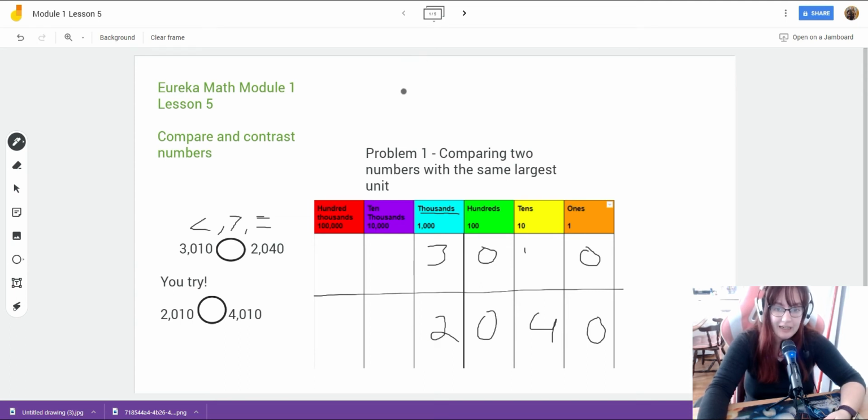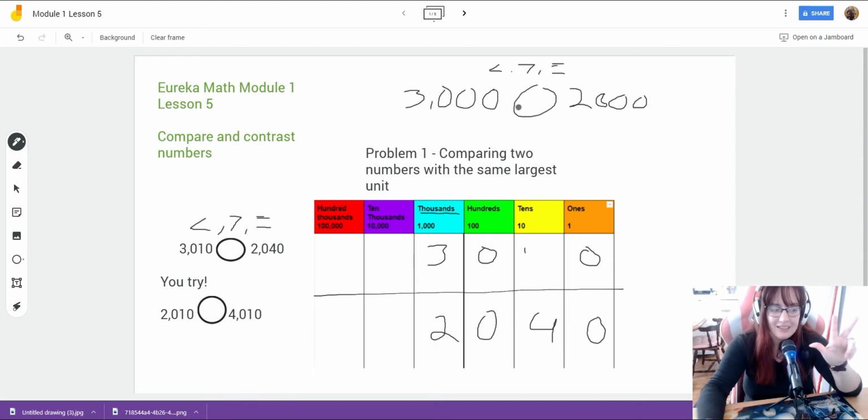So fourth grade, when I look at these numbers, 3,000 versus 2,000. Oh, sorry, that's kind of a crazy zero. 3,000 versus 2,000. I want to think about, is 3,000 less than, greater than, or equal to 2,000? Well, I know that 3 is definitely greater than 2, and I can use my fingers to help me out with this if I need to. So I'm going to put that 3,000 is greater than 2,000.